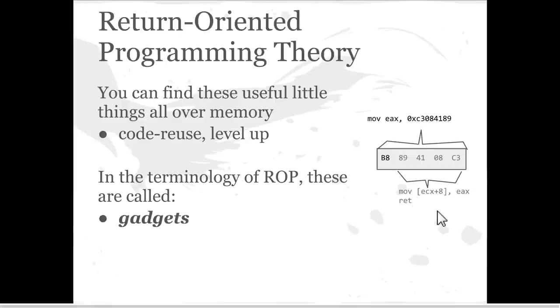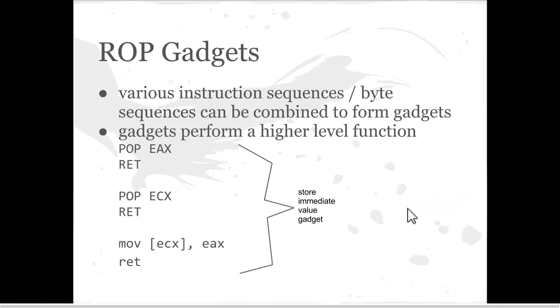In the terminology of return-oriented programming, these things are called gadgets. Gadgets are commonly a single instruction followed by a return. You chain together gadgets to perform some higher-level function. So these three gadgets, pop EAX return, pop ECX return, and move into the address represented by ECX the value stored in EAX return, perform everything necessary, when combined with the right parameters on the stack, to store an immediate value. That's a higher-level gadget. What attackers do is scan common DLLs that are usually included on every single system and perhaps don't have ASLR compiled in. They find all the gadgets in that DLL, and they form a catalog of these gadgets.